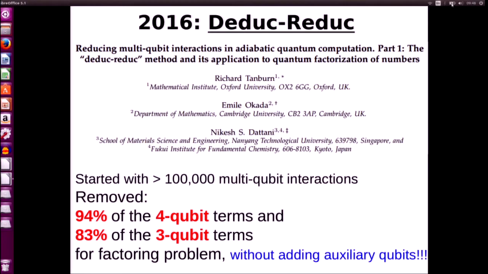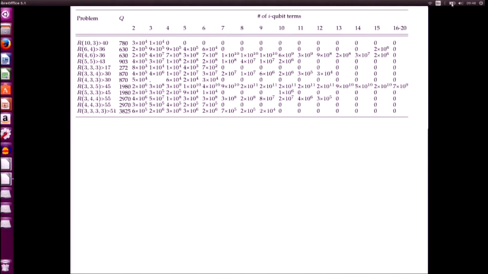We got rid of 94% of the 4-qubit interactions and 83% of the 3-qubit interactions for this particular problem without adding auxiliary qubits, without doing perturbative gadgets. I hate perturbative gadgets. I would much rather two-localize or quadratize a Hamiltonian without adding auxiliary qubits if possible. And the classical pre-processing time is 0. It's nothing compared to the time it would take to actually optimize this Hamiltonian.